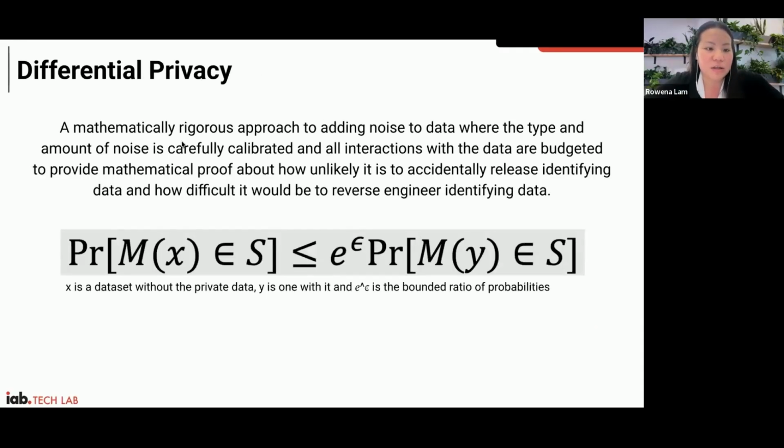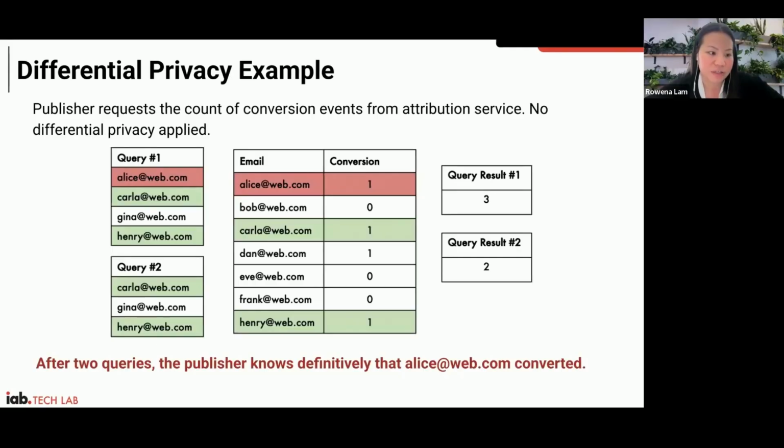And the next one that I'll go through briefly is differential privacy. With differential privacy, what you're essentially doing is adding noise to reduce the risk that any individual person can be identified. Differential privacy is essentially math, and it allows you to calculate how unlikely it is that identifying information can be released, and ultimately how difficult it would be to reverse engineer identifying data. Again, I find it helpful to walk through specific examples to understand exactly how this works.